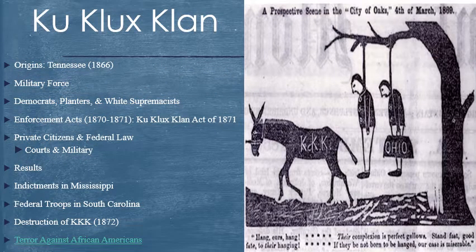Far more well known of these vigilante groups fighting against Reconstruction was, of course, the KKK, the Ku Klux Klan. As the riots broke out in Memphis, Tennessee in May of 1866, 6 former Confederate soldiers in that same state of Tennessee formed the Ku Klux Klan. It served as the military force for the Democratic Party, the planter class, and white supremacists more generally.